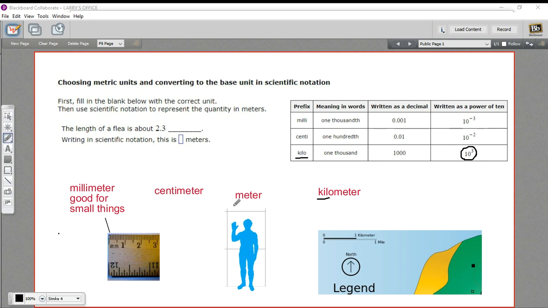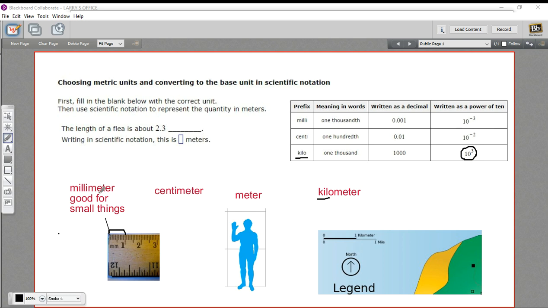A centimeter is smaller than a meter. You take a meter and divide it into 100 little pieces. That's a centimeter. So it's the chunk that's about as wide as your finger, or maybe a little wider on a ruler. Depends on how big your fingers are. Maybe your fingers are wider than a centimeter.